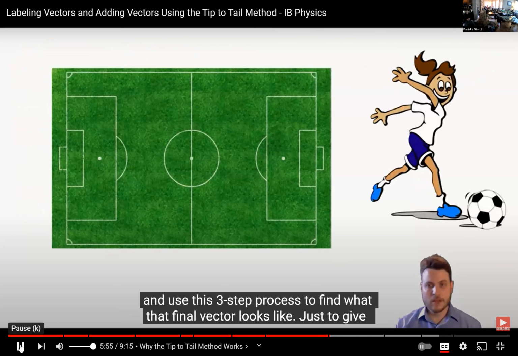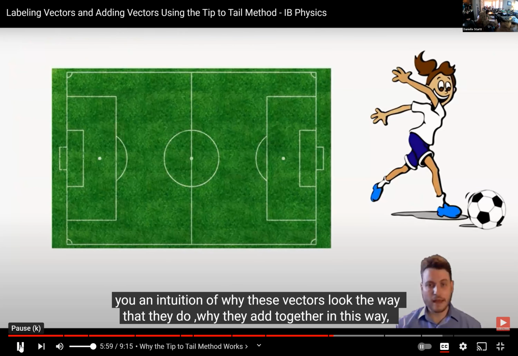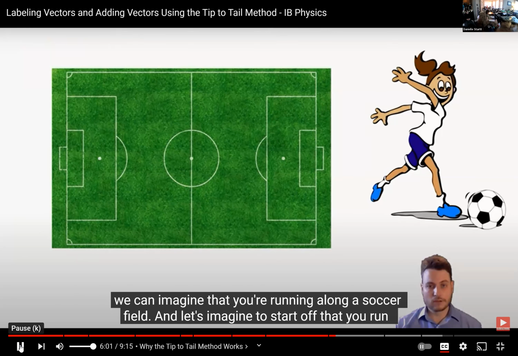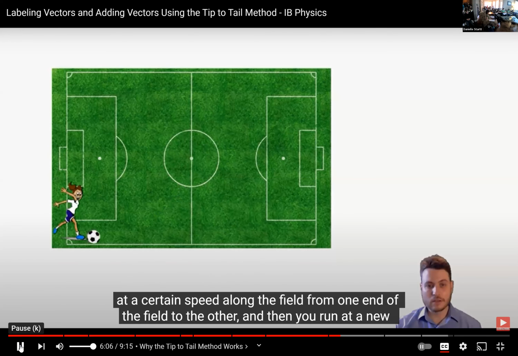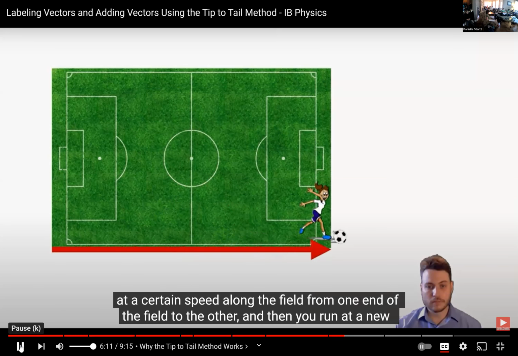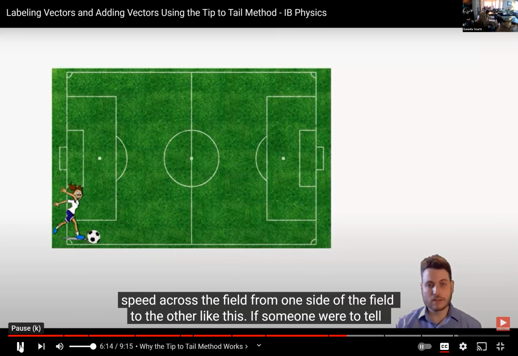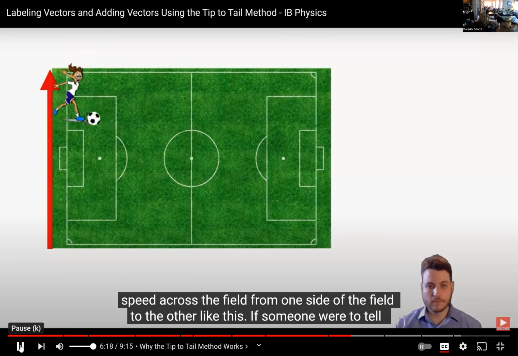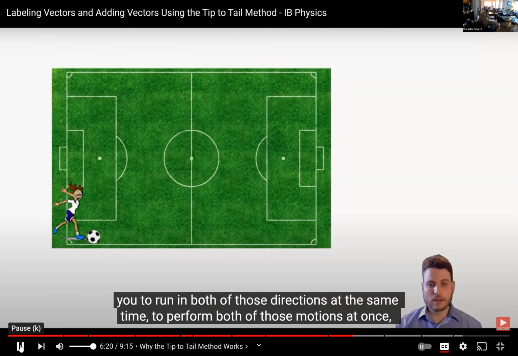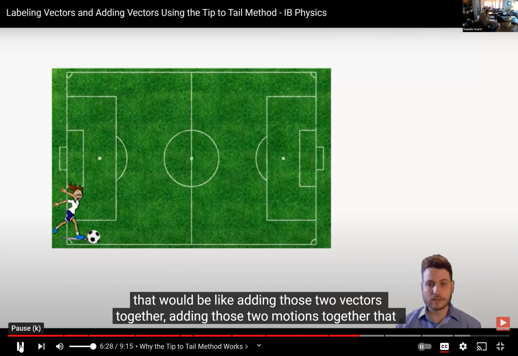Just to give you an intuition of why these vectors look the way that they do, why they add together in this way, we can imagine that you're running along a soccer field. And let's imagine to start off that you run at a certain speed along the field from one end of the field to the other. And then you run at a new speed across the field from one side of the field to the other like this. If someone were to tell you to run in both of those directions at the same time, to perform both of those motions at once, that would be like adding those two vectors together, adding those two motions together that you were performing.